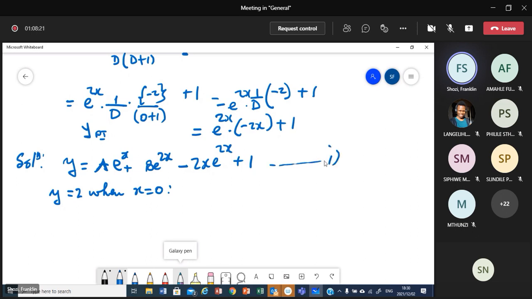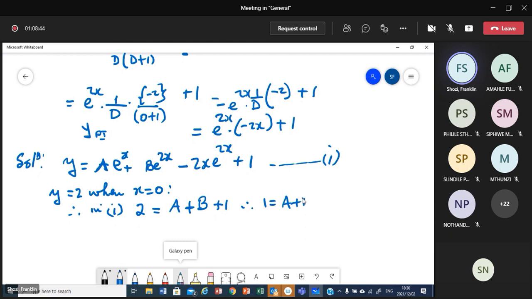Let's use it. Use x is 1, therefore y is 2. 2 is equal to a. When x is naught, e to the power 0 is just 1, plus b. When x is naught, this will kill everything, plus 1. Therefore 1 is a plus b. You call that one your equation 2.